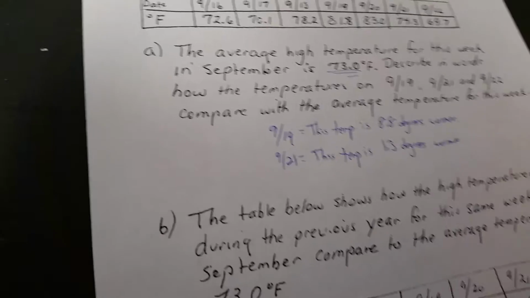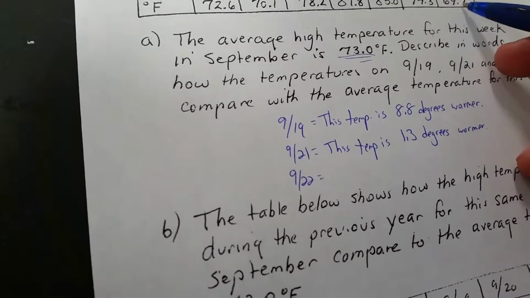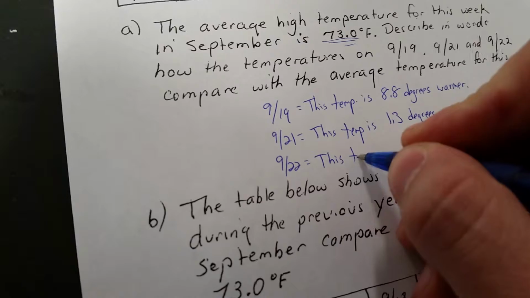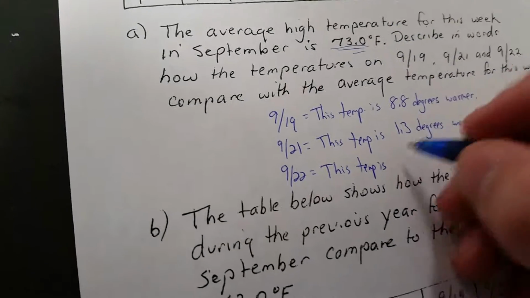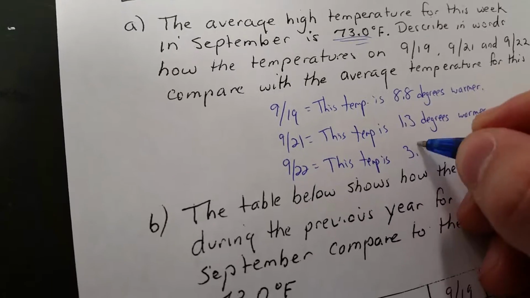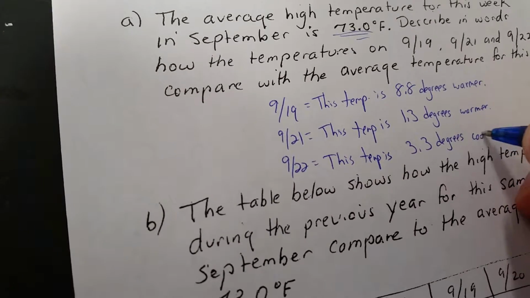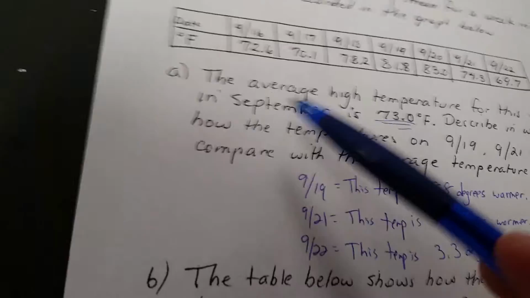And the last one is 9/22, and we could say 69.7 degrees. So this temperature is obviously below 73 degrees Fahrenheit, so it is 3.3 degrees cooler. That's pretty much how you solve question 1A.